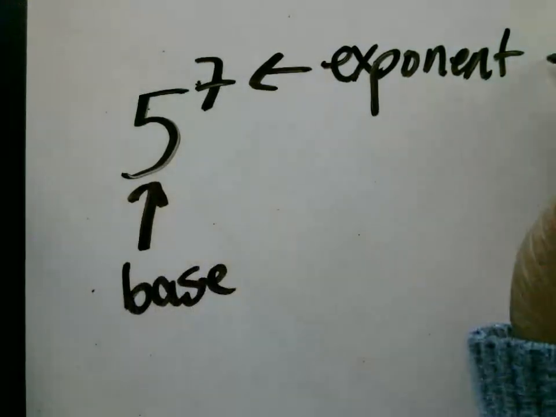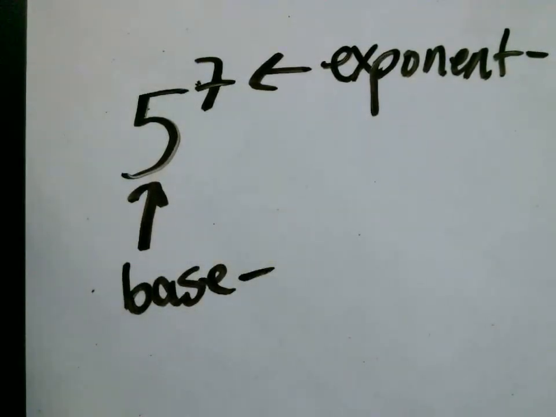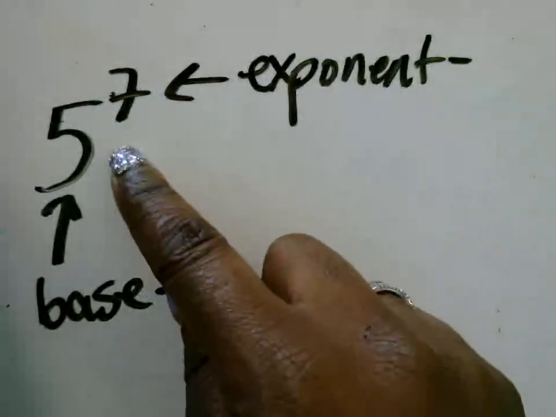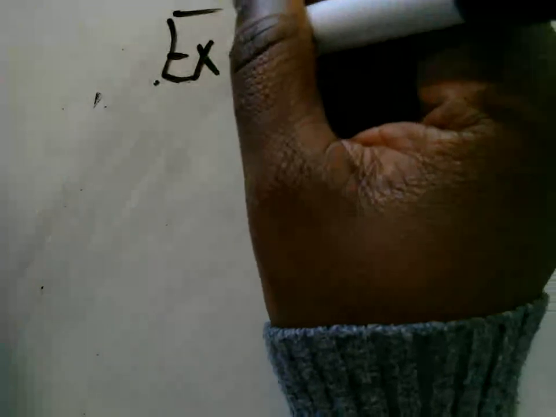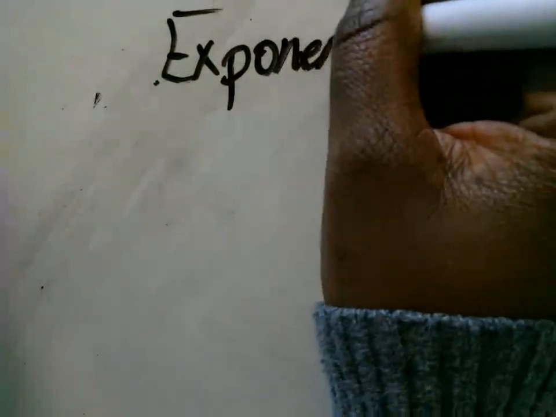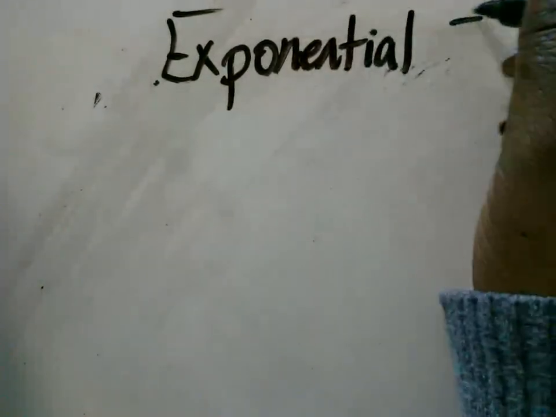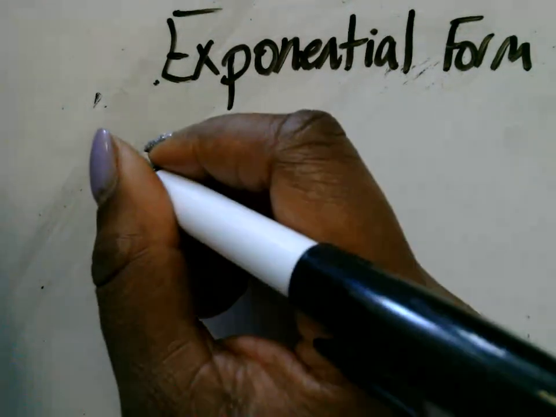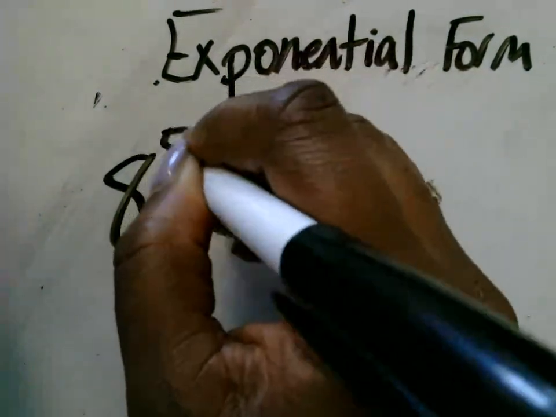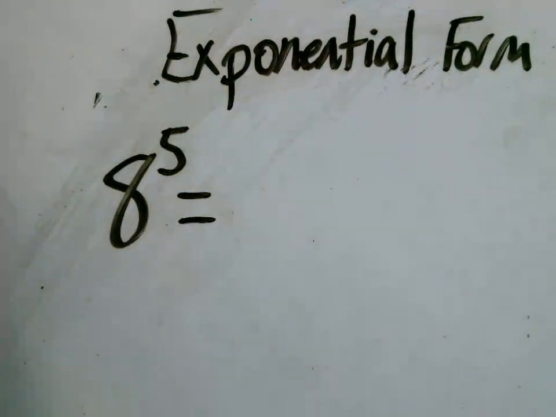I need you to write the definition for exponent and the definition for base. Exponent is how many times to multiply the base. Base is the number that's being multiplied. Okay, so good job there. All right, let's write this in exponential form. We're going to write or express this number in exponential form. Or sometimes people will say exponent form. We have 8 to the 5th power. We're going to express that in exponential form.